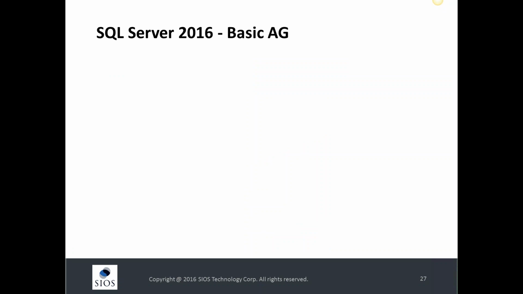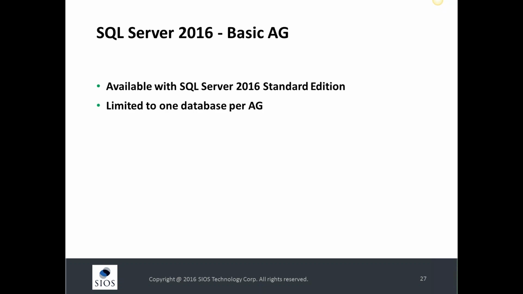The other thing that they introduced is something called basic availability groups. I mentioned earlier, always-on availability groups traditionally have only been available with the SQL Server Enterprise Edition, which is quite more expensive than SQL Server Standard Edition. What they've introduced in SQL Server 2016 Standard Edition is something called a basic availability group. So it comes in Standard Edition. The limit is it only allows you to have one database per availability group.